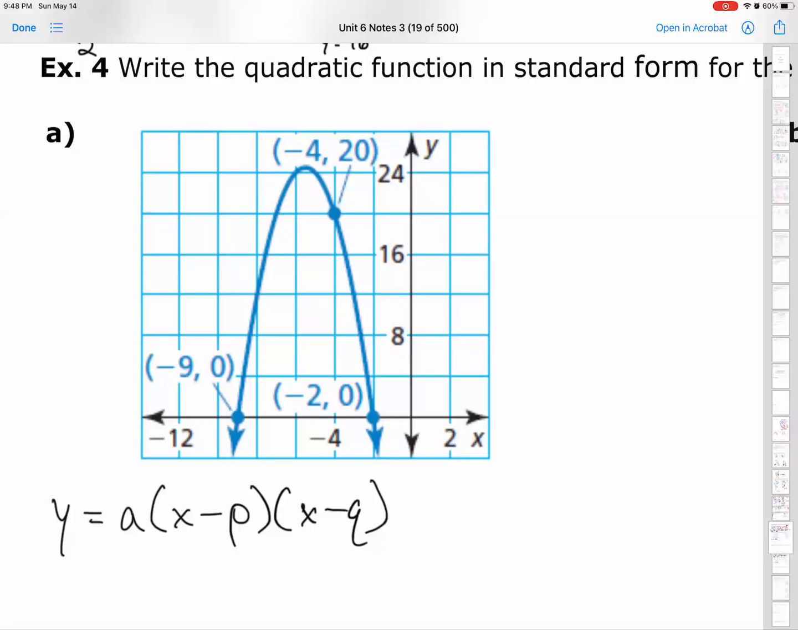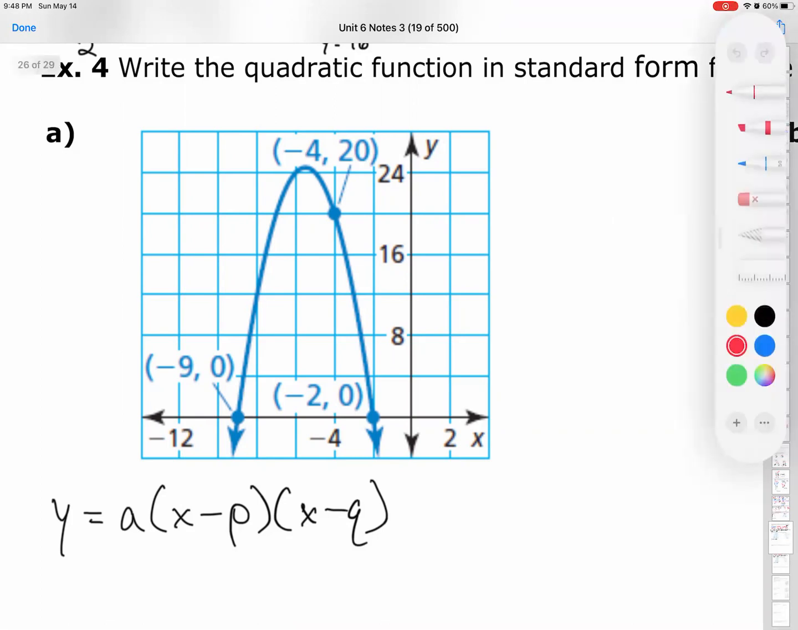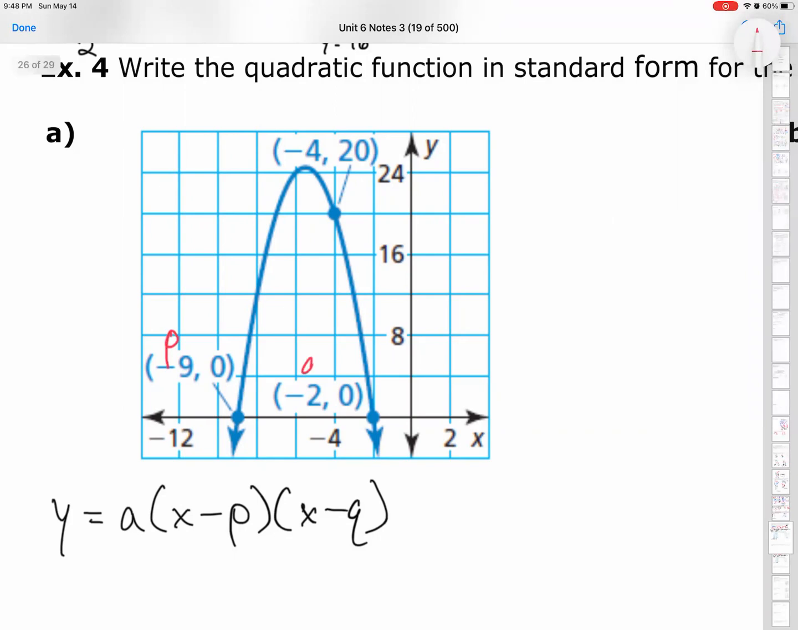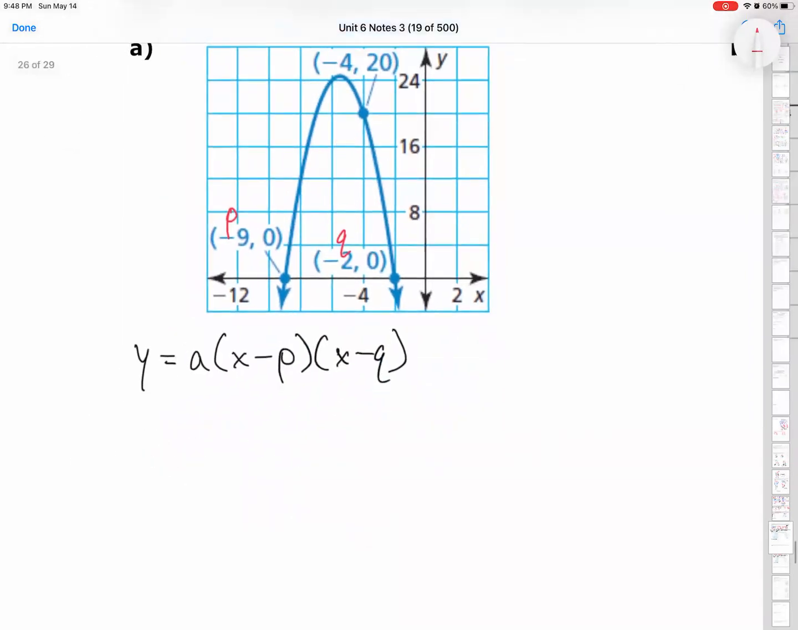And so now looking at example 4a, we're going to go ahead and identify what our P and our Q are, and we have another coordinate. So we know that this guy is P, this guy is Q. So we can go ahead and place those values in. And when we do that, we have y equals a times x minus.